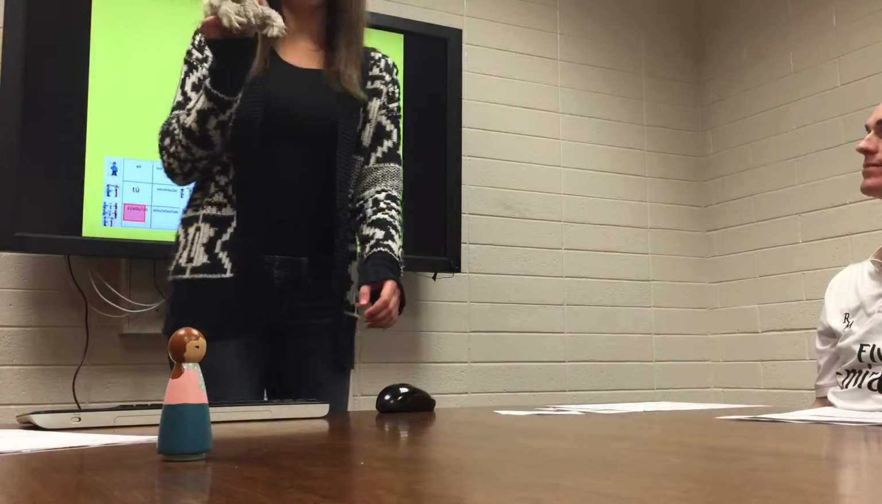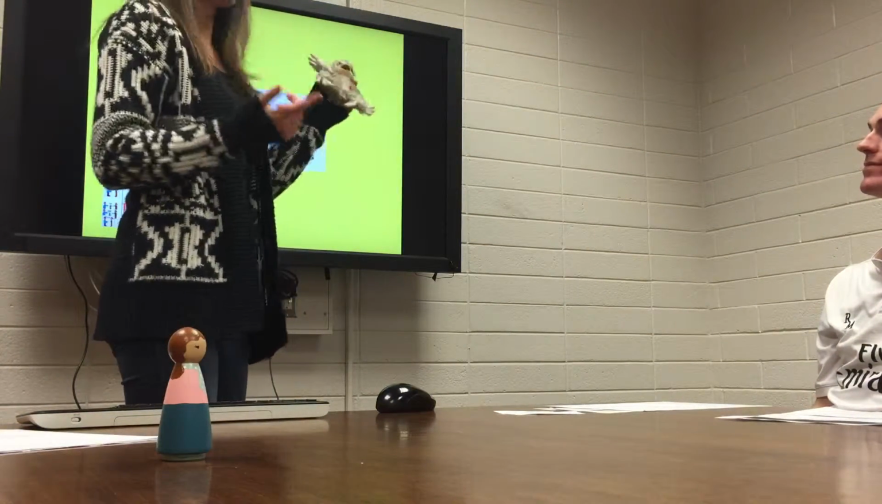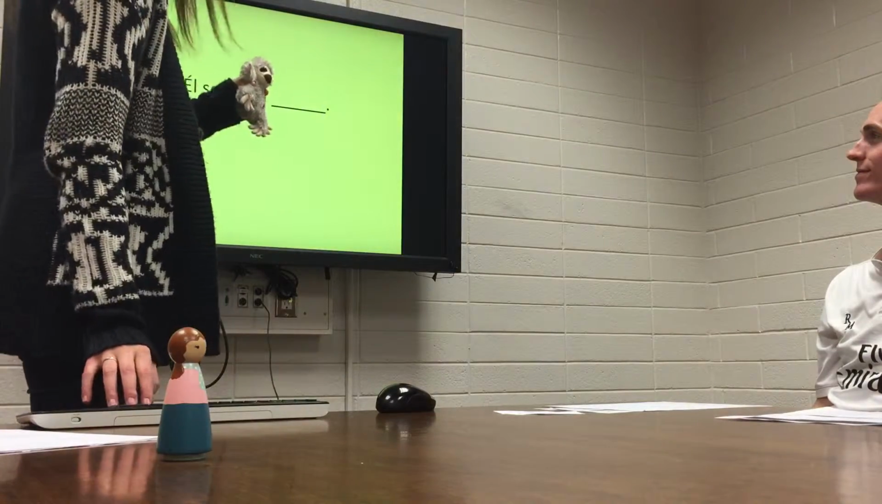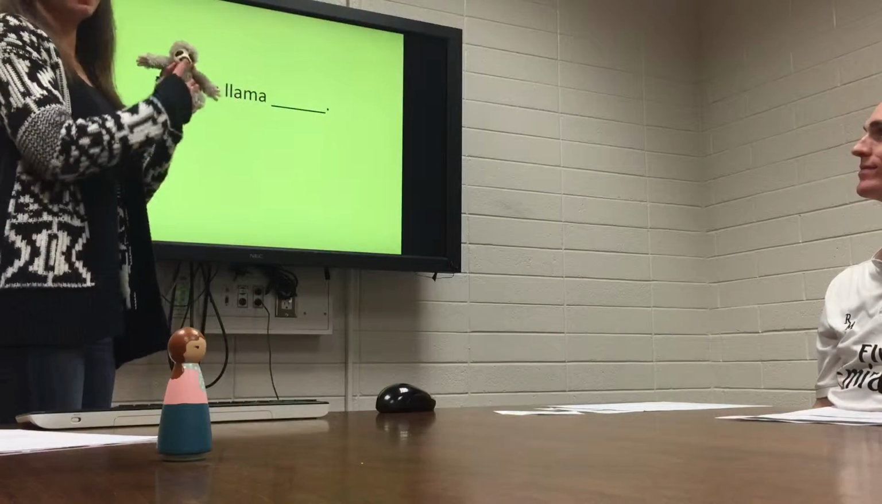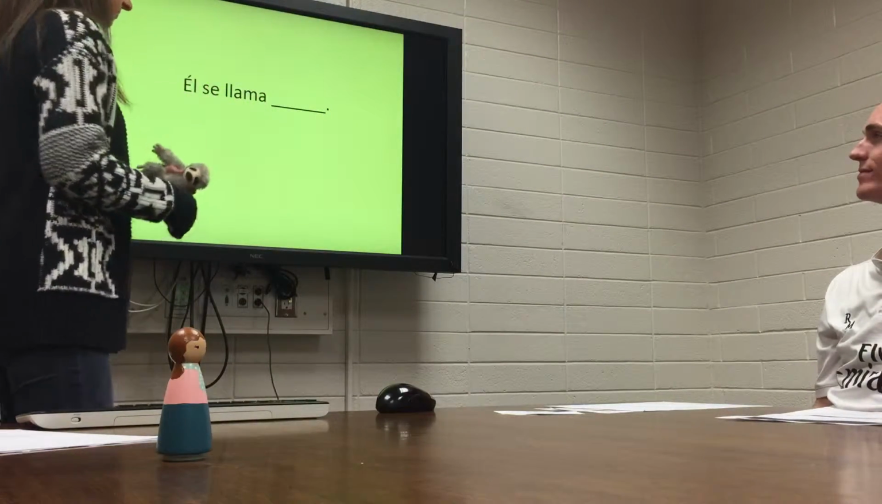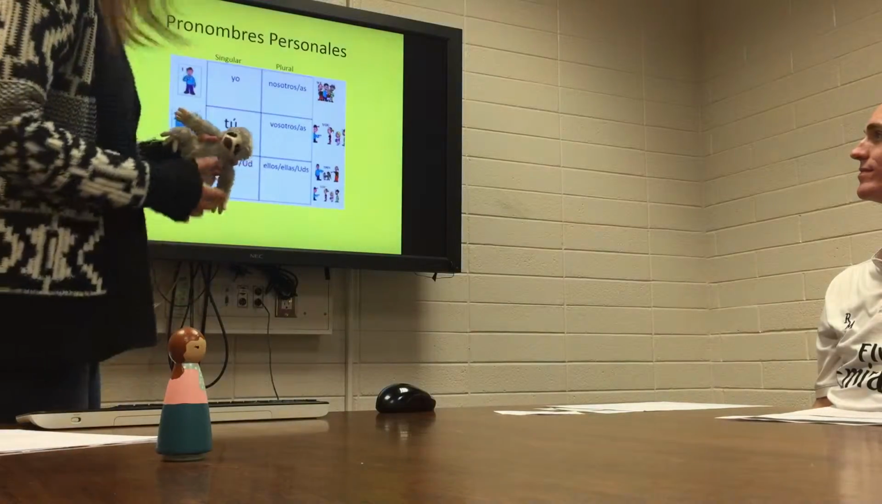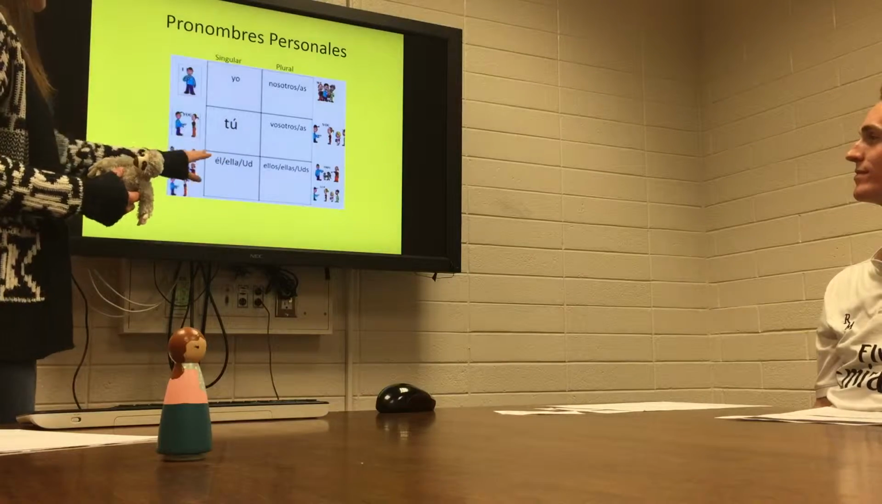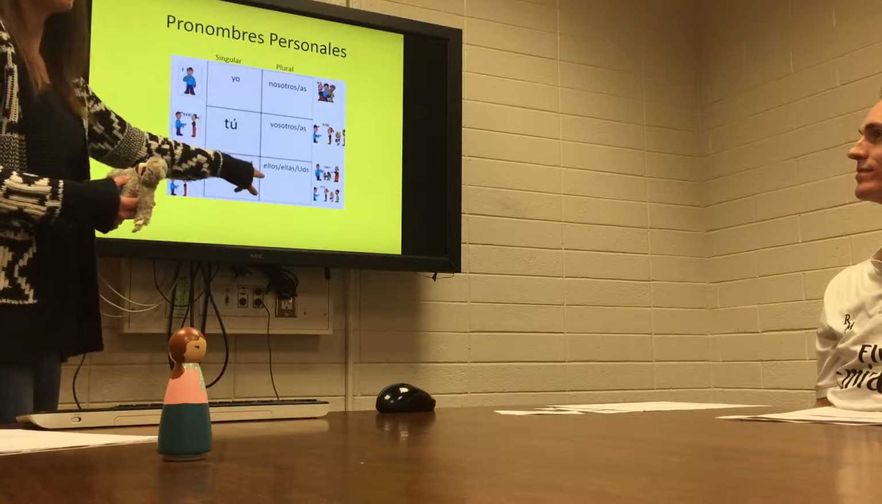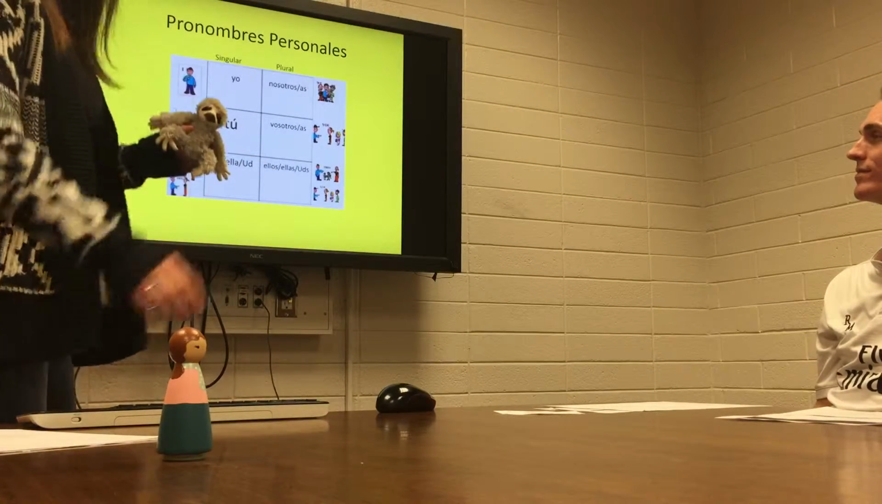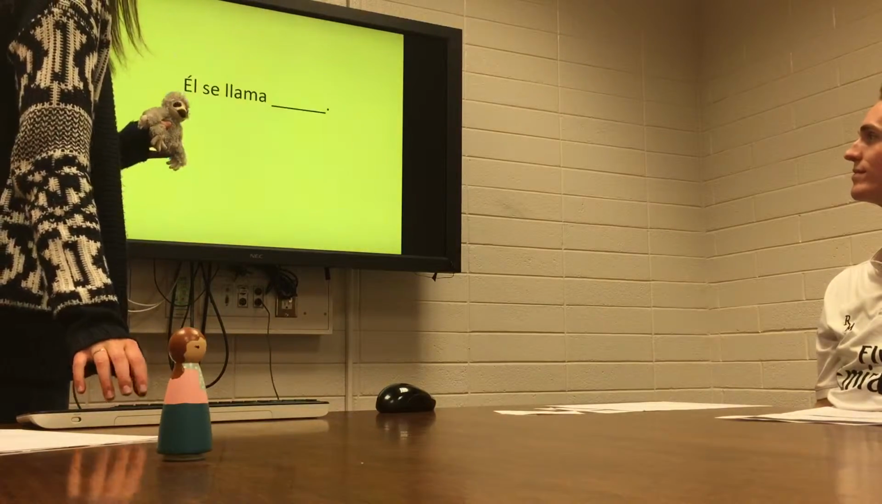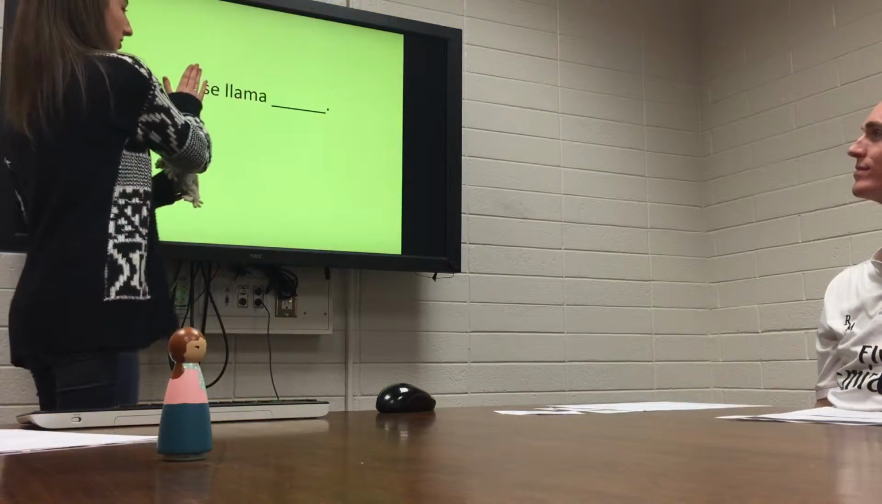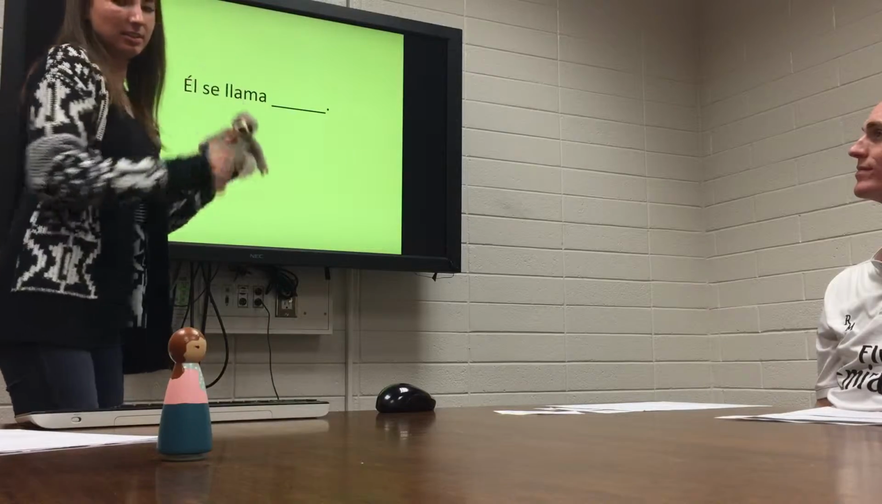Ed. Ed is he, right? Like we learned yesterday. So you'd say, él se llama Sid. His name is Sid the Sloth. And because él is down here, and se llama, we use it for él, ella, and usted, we can't take away the L like we did with the yo and the tú. So we have to keep it as él se llama. So you can't just take that off. So él se llama Sid.